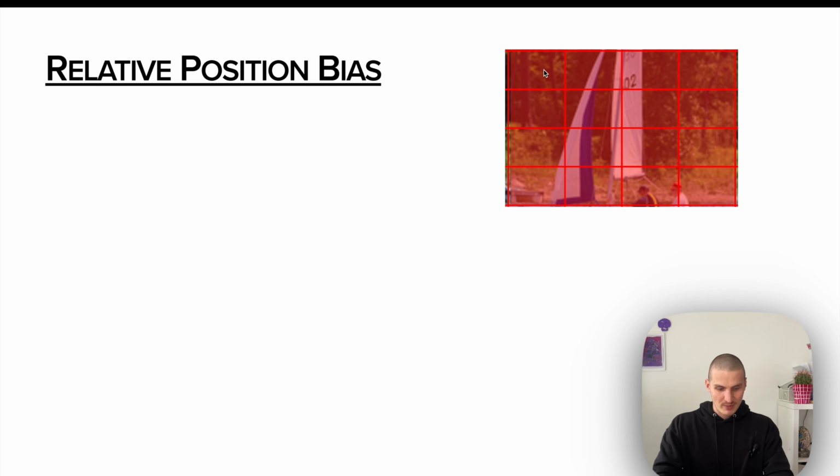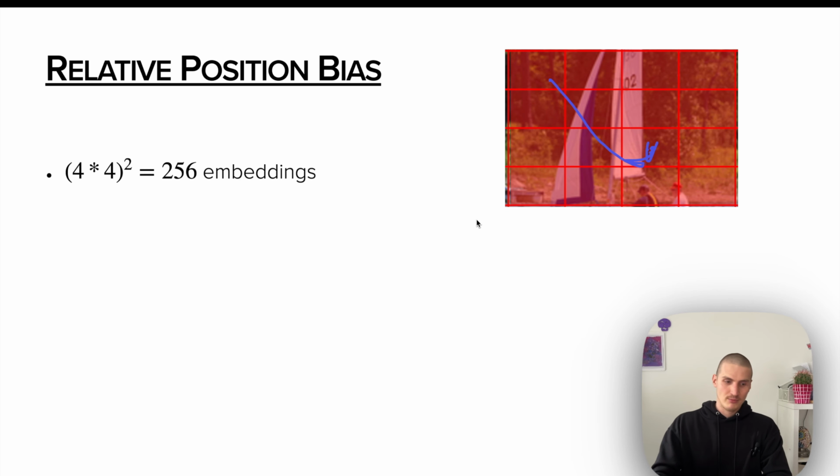And so we're not that interested in the absolute position, but rather the relative position. So when this patch communicates to this patch, for example, we don't want to know that this patch has coordinates 0, 0, and this one has 2, 2. Instead, we want to know that this second patch is 2 to the right and 2 down with respect to the first one. So this is what we do. We provide the model with the relative position bias.